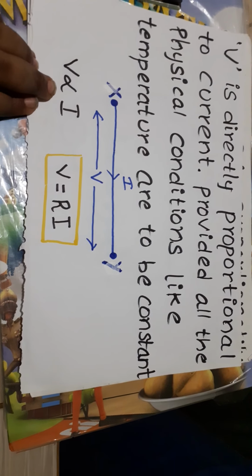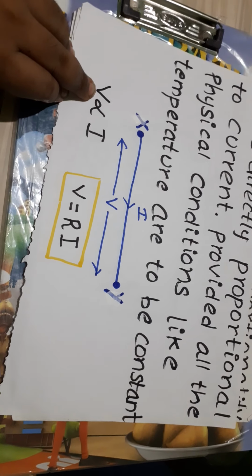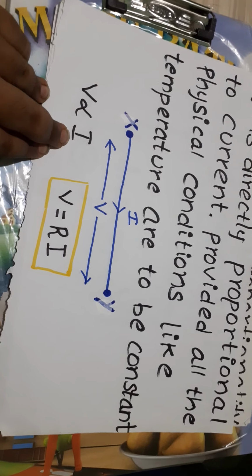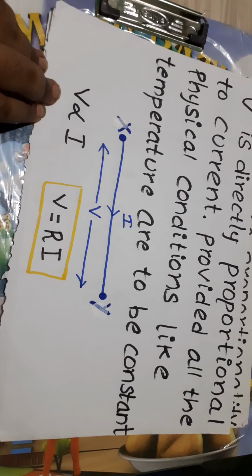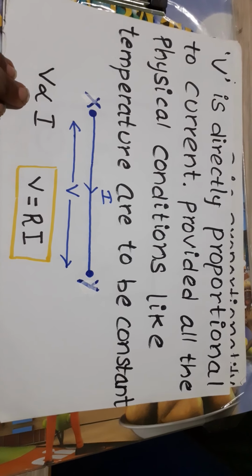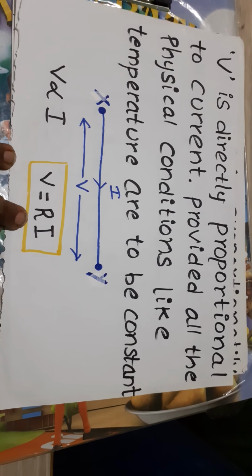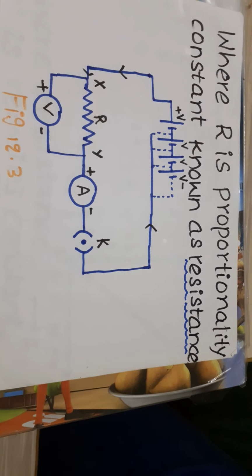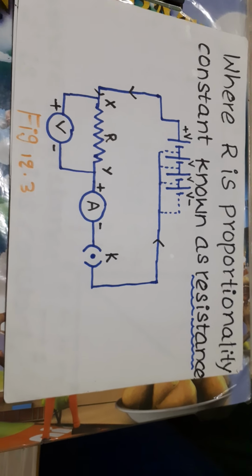So V is directly proportional to I. This is called the proportionality symbol. Proportionality means, suppose the potential difference in a conductor increases, the current also increases automatically. If the current decreases, the potential difference of the conductor also decreases. To remove the proportionality symbol, we substitute a constant, so V equals IR, where R is called the proportionality constant, known as the resistance of the conductor.